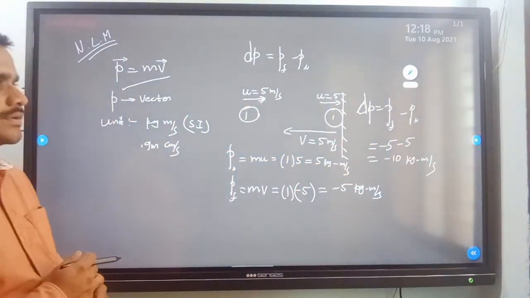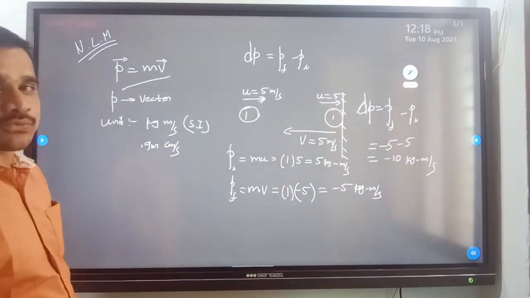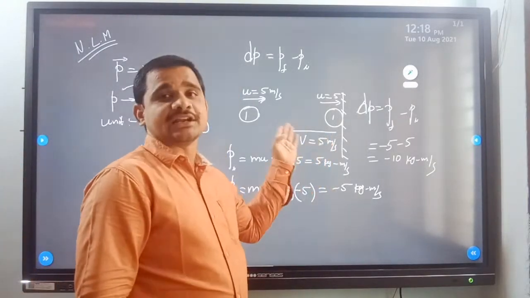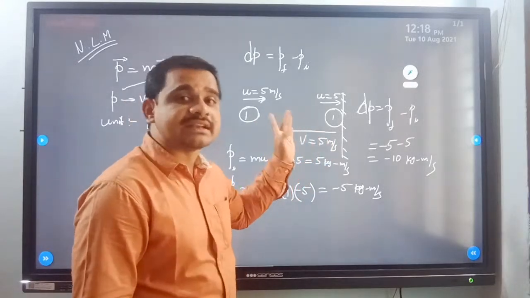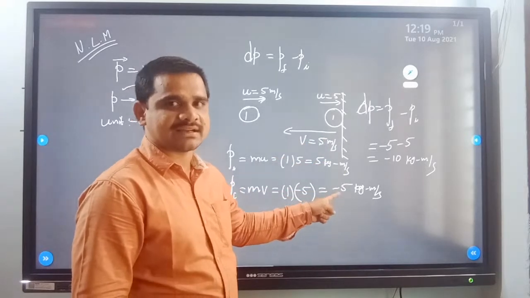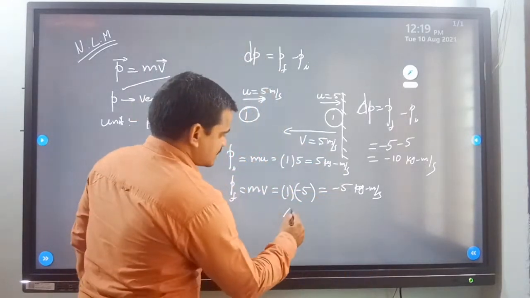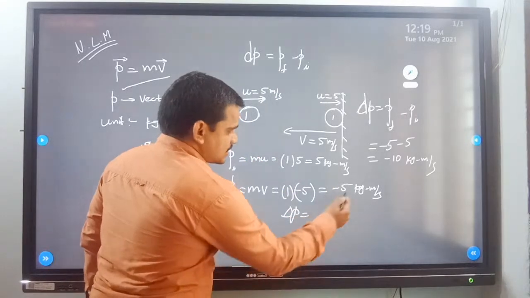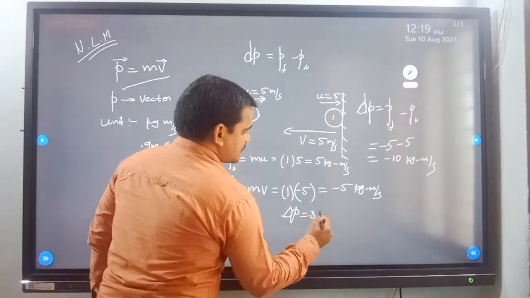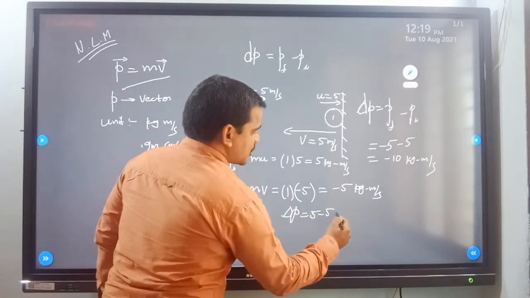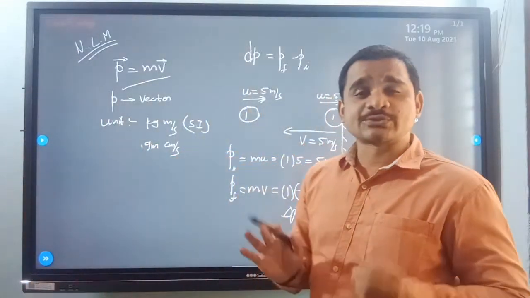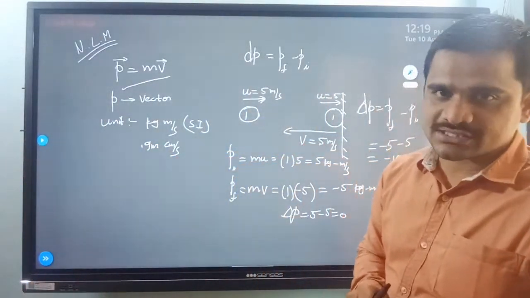If you didn't consider the minus, you are simply neglecting the direction. If you don't consider the direction, you will get plus 5 here. Then the change in momentum: final momentum is 5 minus initial momentum 5. How much are you getting? 0. In the options of this question, we commonly have 1, 2, 3, 4 options, multiple choice questions.